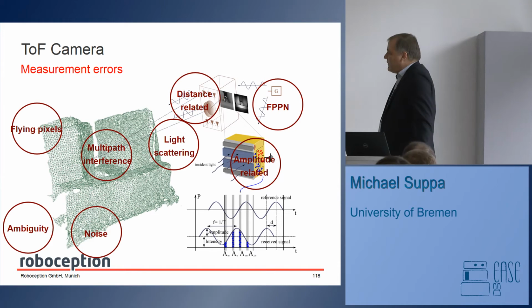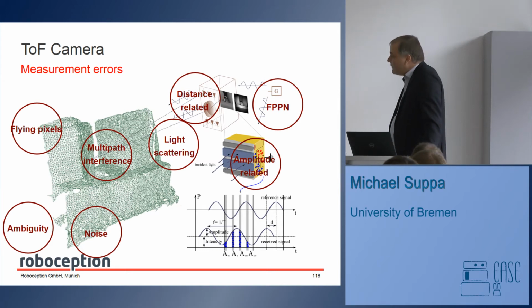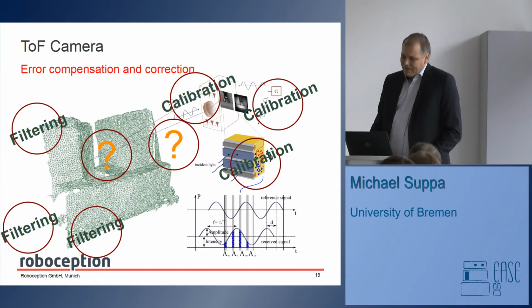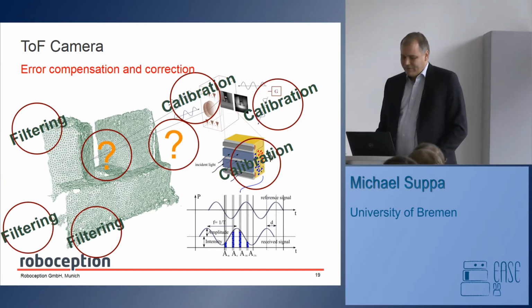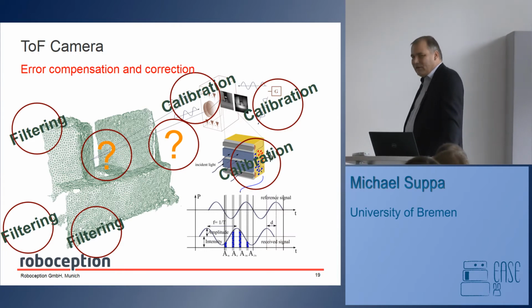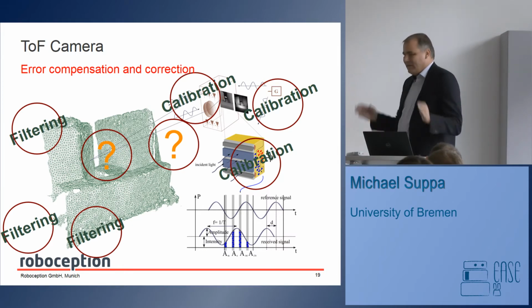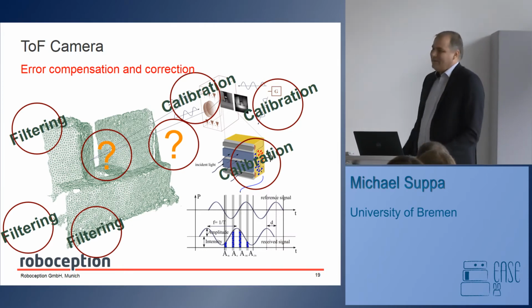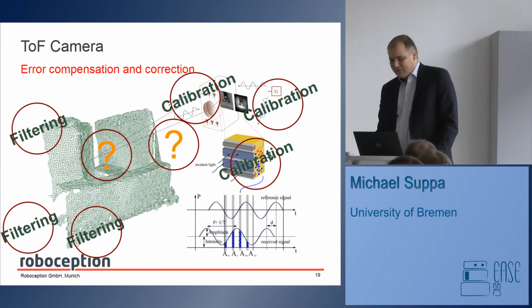So basically the errors you have: the flying pixel, multipath, light scattering, the distance-related things, ambiguities, noise. You can solve some of them by calibration. Some of them you can check out by filtering. But the ones that are left, multipath and light scattering, without any knowledge of the environment, are really, really hard to get. If you have the edge thing, you basically just exclude it. You have a filter on that. That's all possible. But multipath is really something you will always have in your system.